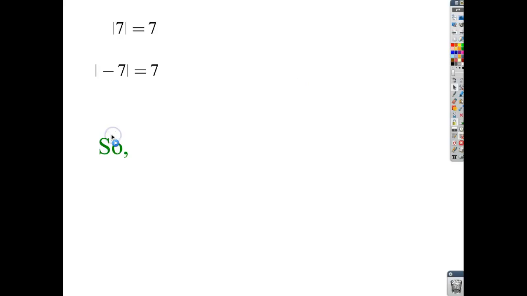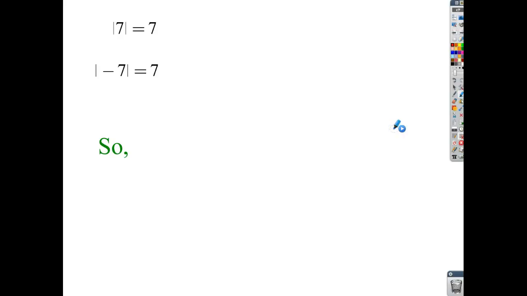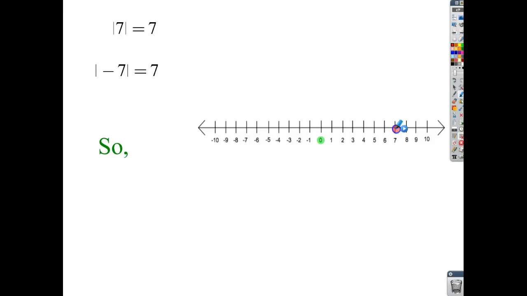Let's take a look at my graph. If we want to look at this, here is 7, and here is -7, okay? And if we were to count how far they are away, this is 7 away, but you know what? This is also 7 away.